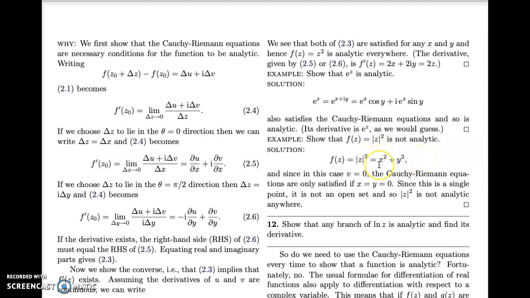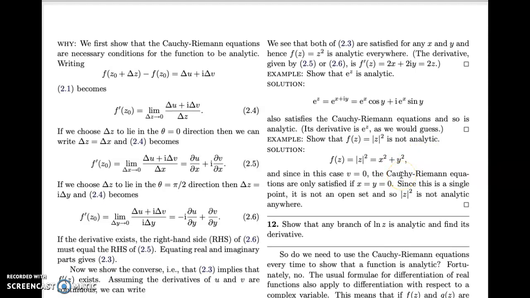So obviously if we do du by dx, then we get 2x. dv by dy is 0. So we only get the Cauchy-Riemann equations being satisfied if x equals y equals 0. The other one obviously is going to give you 2y equals 0 again, which is only true if x and y are 0.